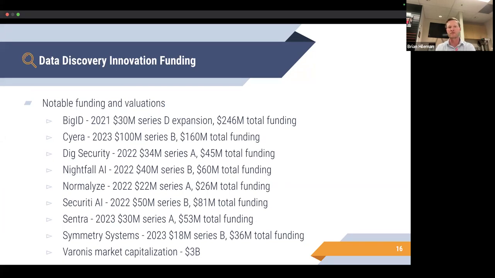They raised a Series C or Series D of 30 million. We have Cyera, which just last year raised a 100 million Series B. That's a massive Series B round for the data security space. You have some others like Dig, which just got acquired, Security AI. So you've got quite a bit of funding in here. And then the one public company we have is Varonis.